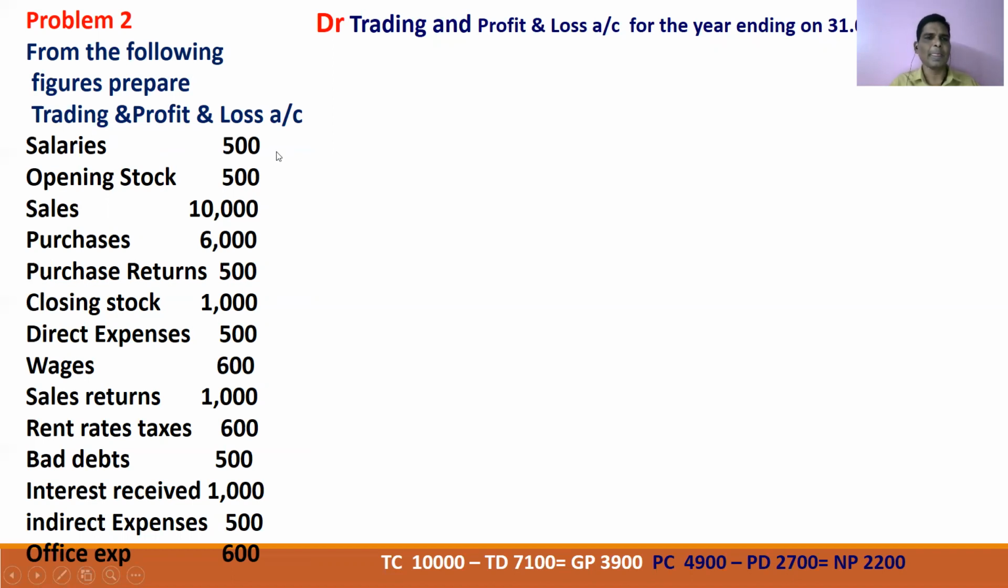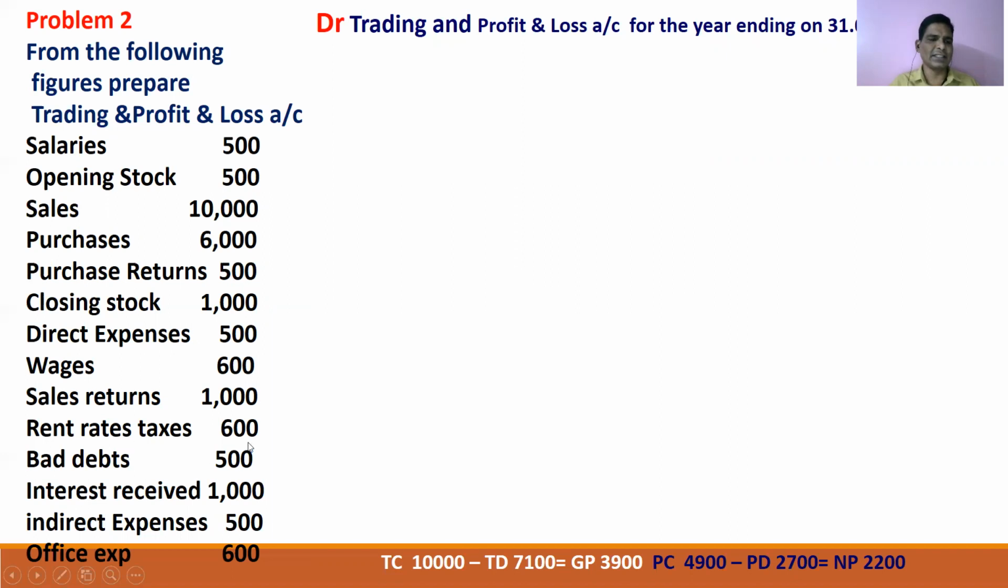Salaries PD, profit and loss account debit side. Opening stock TD, trading account debit side. Sales TC, trading account credit side. Purchases TD, trading account debit side. Purchase returns TD minus, less from purchases. Closing stock TC, trading account credit side. Direct expenses TD, trading account debit side. Wages TD, trading account debit side. Sales returns TC minus.